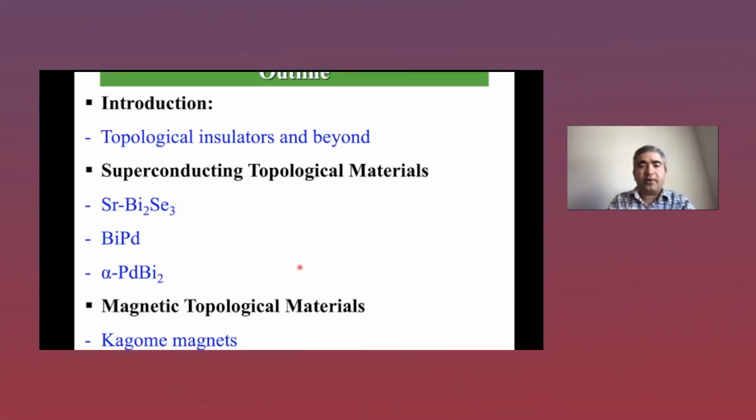Okay, so this is the outline of my talk. I will be introducing topological insulators and beyond, meaning some new phases beyond topological insulators. And then I'll talk about superconducting topological materials, for example, strontium-doped bismuth selenide, BiPd, and alpha-PdBi2. And then I will talk about some magnetic topological materials, especially Kagome magnets.